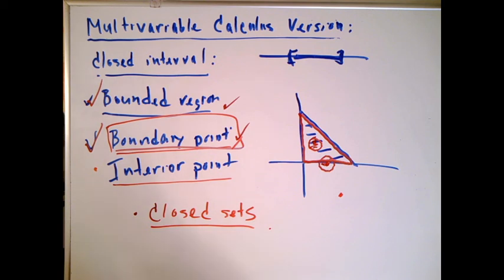All right, so that's going to be what we have to assume we're looking at when we try to find a global maximum of a function of 2 or 3 variables.